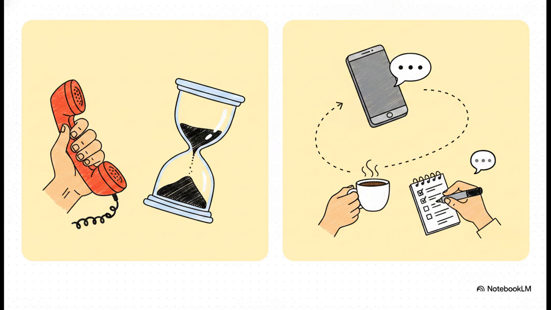Asynchronous APIs, though, are much more like sending a text message. You shoot off the request, you don't freeze up waiting for the answer, and you can go do other tasks and just process the response whenever it eventually shows up.